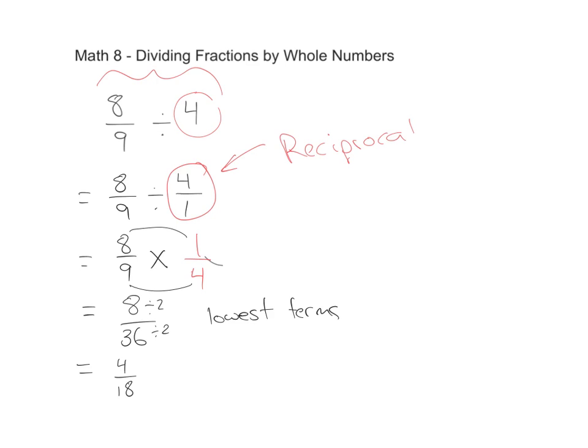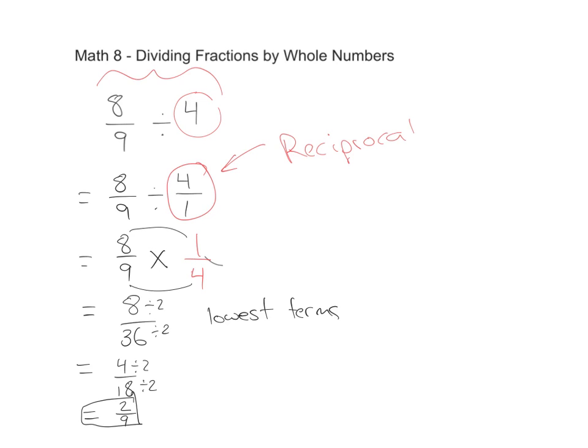Now again, this is not in lowest terms, because I can see both of these can be divided by 2 again, because they're both even. 4 divided by 2 gives me 2. 18 divided by 2 gives me 9. So you can see now that I'm at 2/9, there isn't a number that goes into both 2 and 9, so we are done. We are in lowest terms.